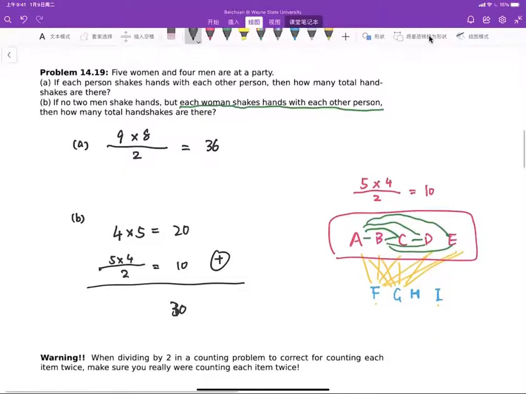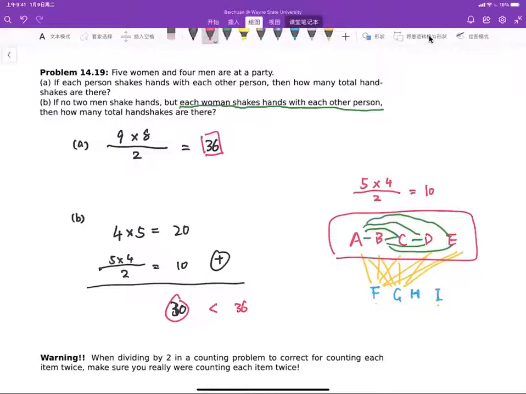There is one way to check whether the answer to the question is reasonable. This number should be less than 36, because 36 is the answer to question A. In question A, there is no restriction. I will shake hands with everyone here, and Victor will do the same, and Anna, David, and William will do the same, and so on. So there will be more handshakes than in question B.